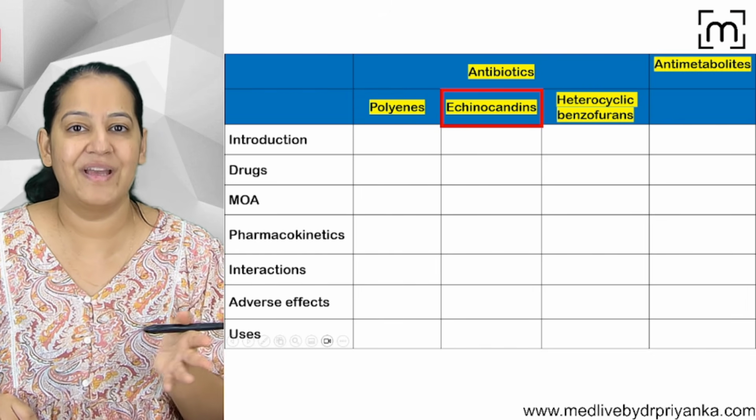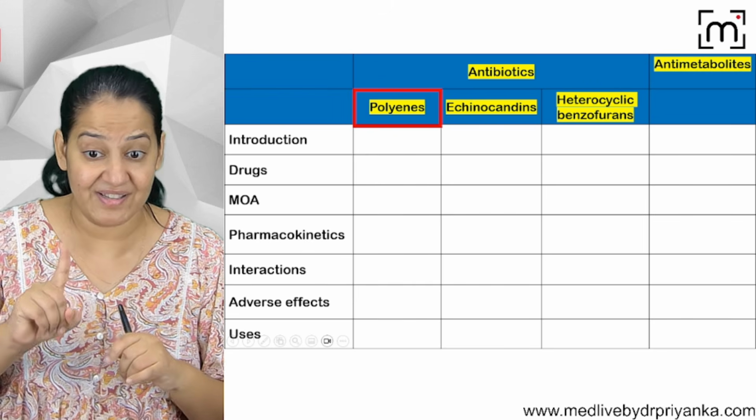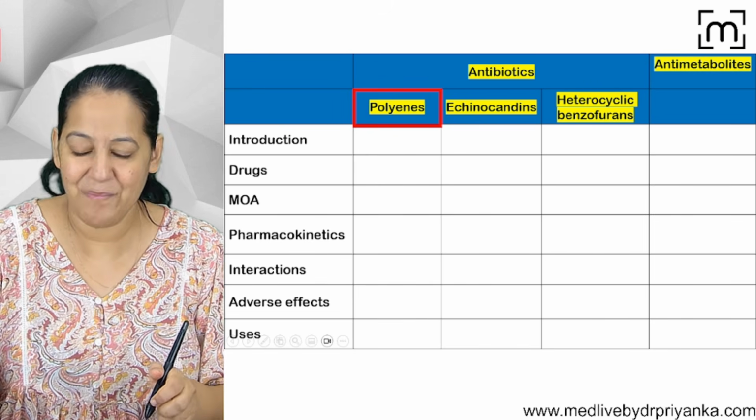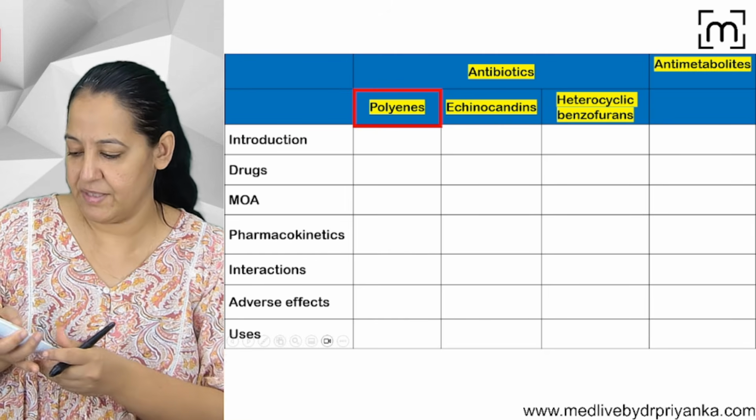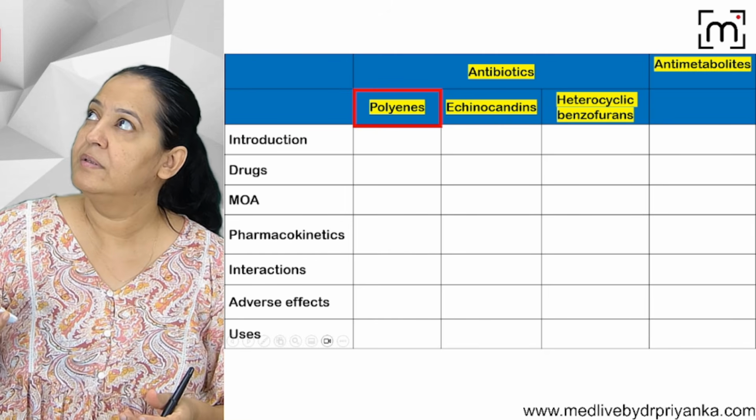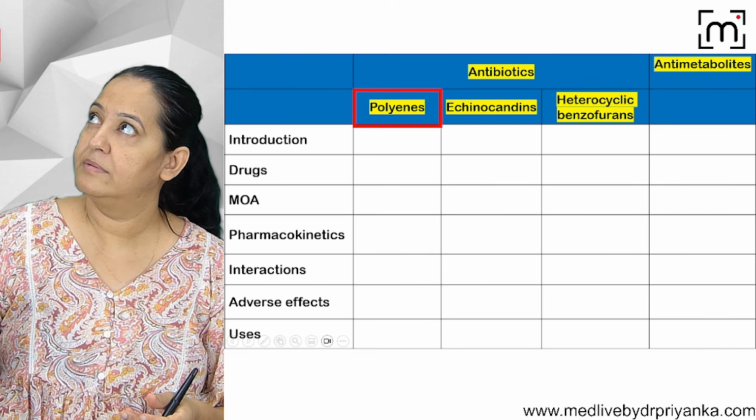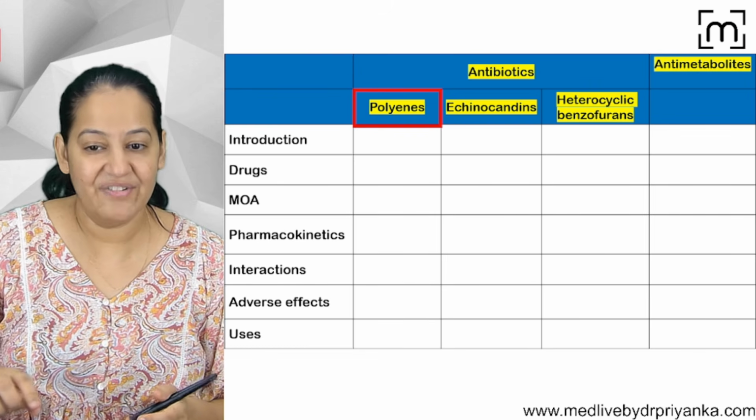Out of the 6 categories, the first is done. Can we revise Polyenes quickly before we come to the second category? Give me a minute. I'm sorry. Let's revise Polyenes quickly.